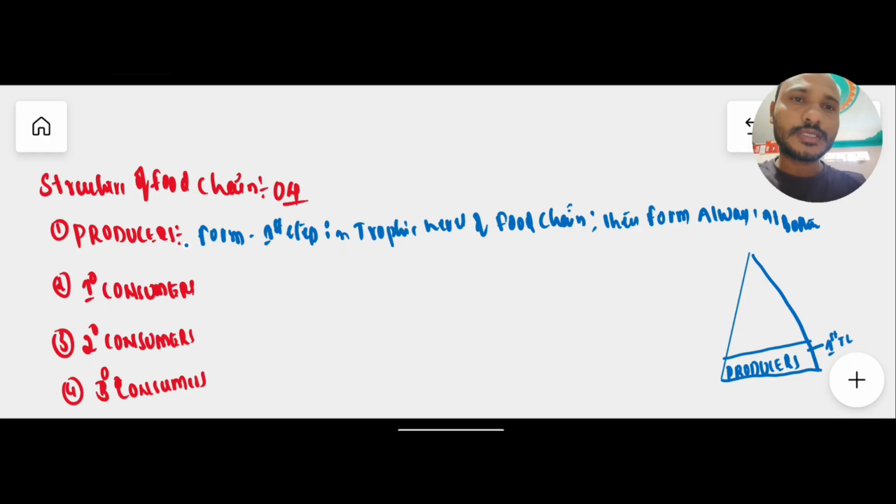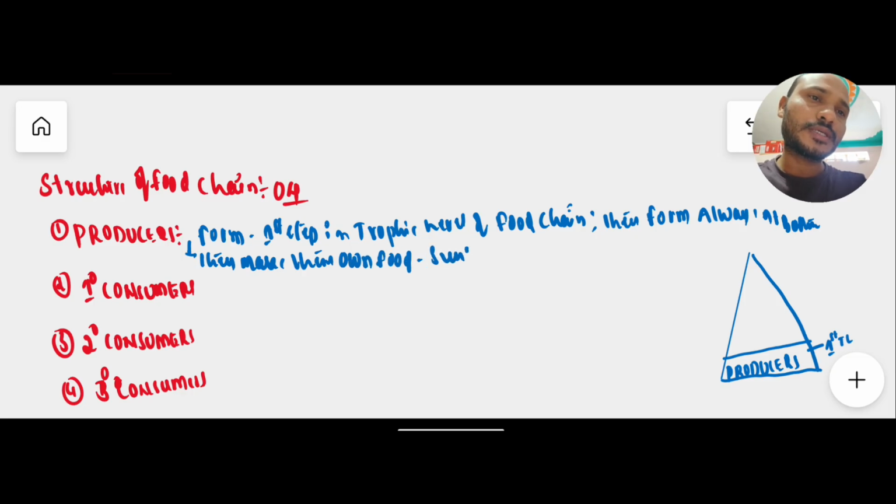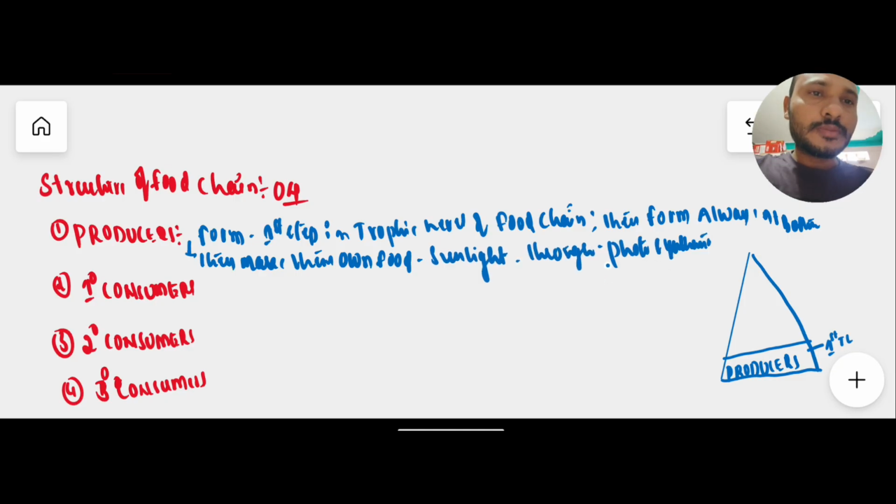Important about producers is that they make their own food by using sunlight as a source of energy, through the process called photosynthesis. So this is the first and most important component of the trophic levels of a food chain.